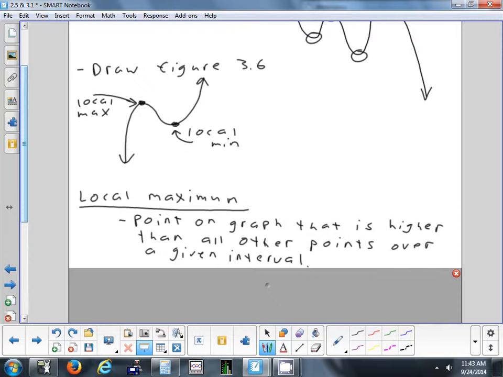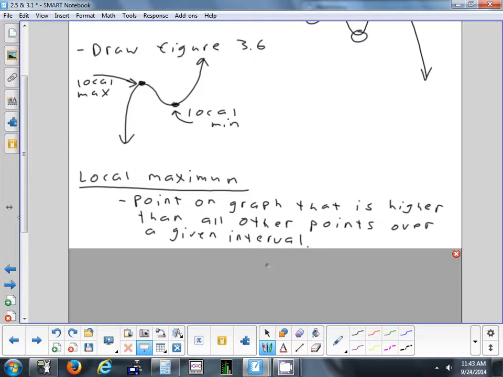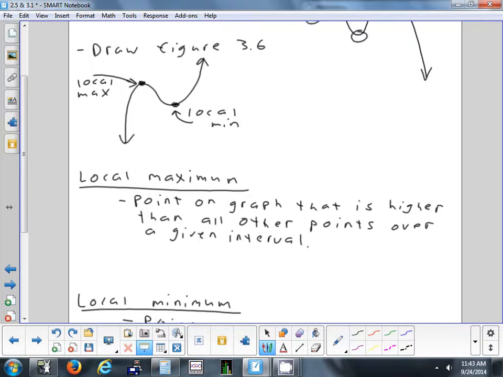We're not saying that a local maximum is higher than everything else on the graph. We're just saying that it's higher than everything around it. Okay, that's a local max. It's a point that's higher than all other points around it. From our graph, we can certainly see that on the right-hand side, there's no stop to it. It goes to infinity. But we do have a local max. And there's a local min. A local min is a point on a graph that is lower than all other points around it.